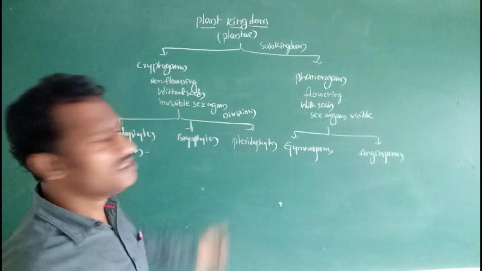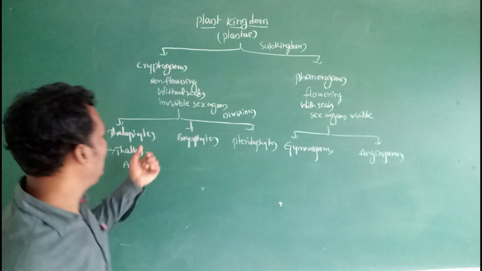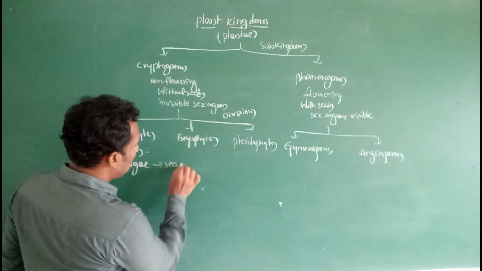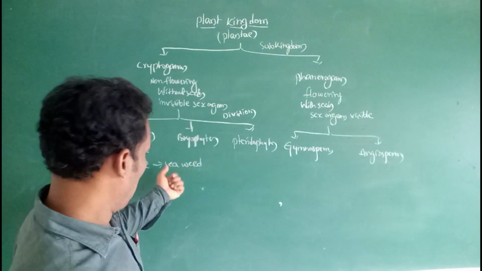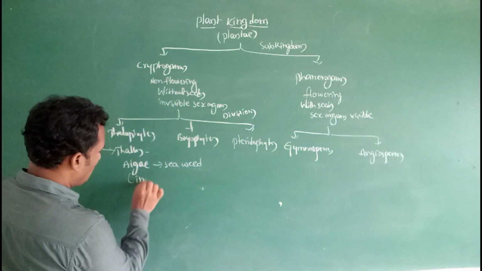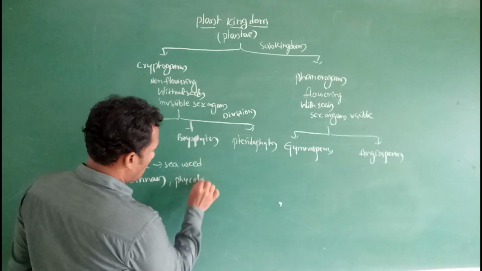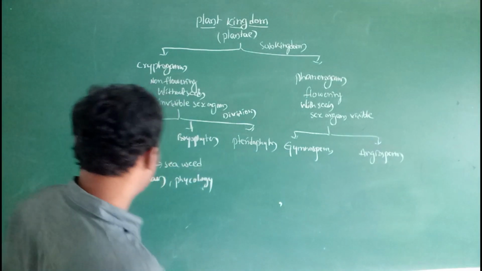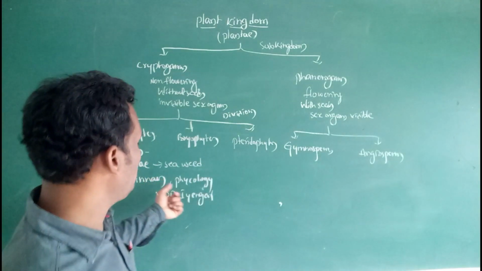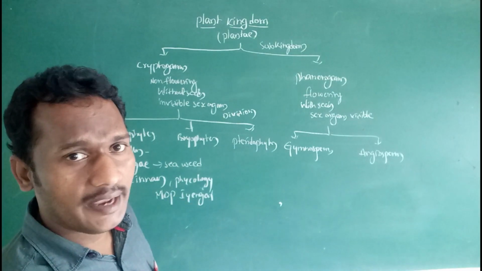This division mainly includes algal members. That means all the algal members are included under the division of thallophytes. Alga is nothing but seaweed. Seaweed is known as algal members. The term algae was first used by Linnaeus. The study of algal members is known as phycology. The father of Indian phycology is MOP Iyengar.